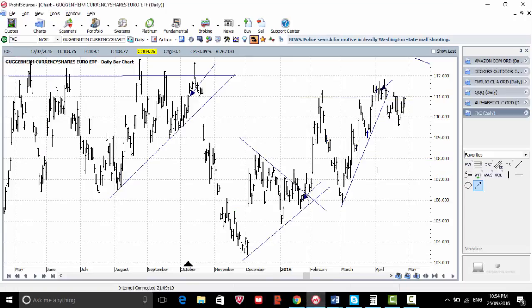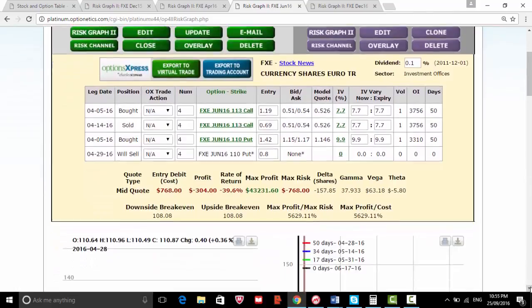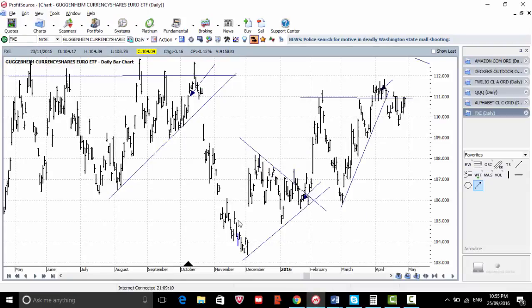You can see that even though we've got a bit of a breakout out of that triangle, the stock's still just hovering around 110, 111. So you can see time is just going away. 25 days have gone by, and we're back at our $300 loss. So not really going in our favor so far.